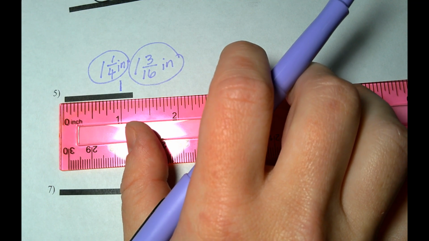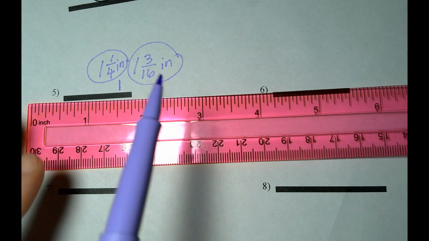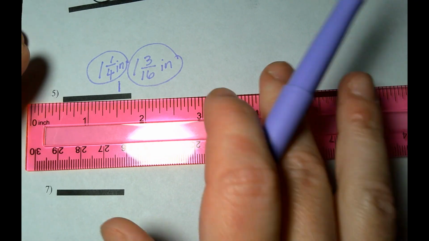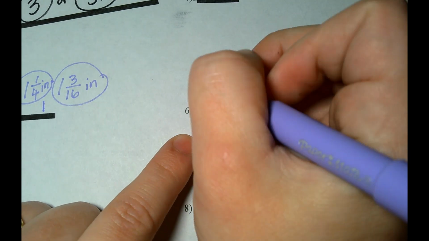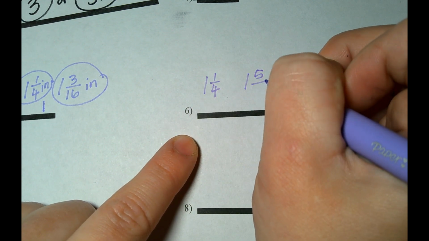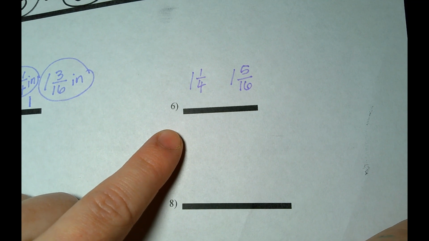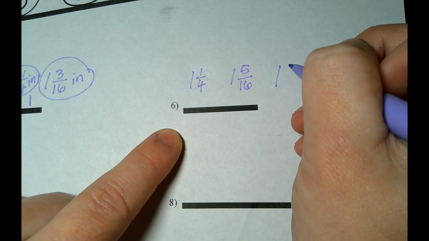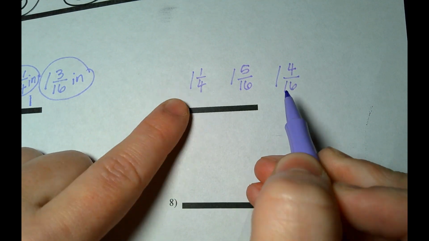But that is a great point. If it was more accurate, rounding up would probably be the way to go, but I'm gonna accept both answers. Good one. Okay, what do we get for number 6? 1 and 5/16. Okay, I got 1 and 1/4, 1 and 5/16. Any other measurements? 1 and 4/16. That's also the same as 1 and 1/4.